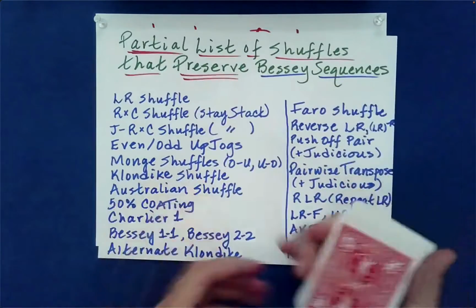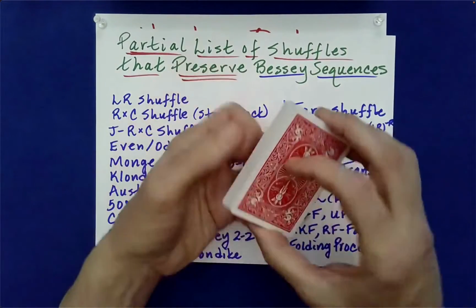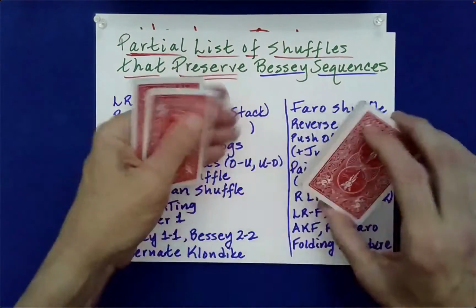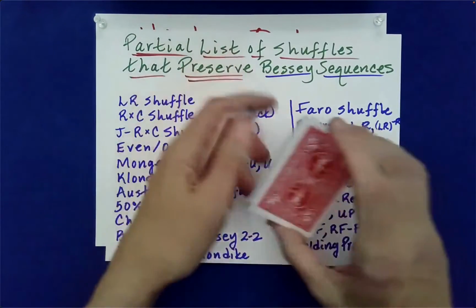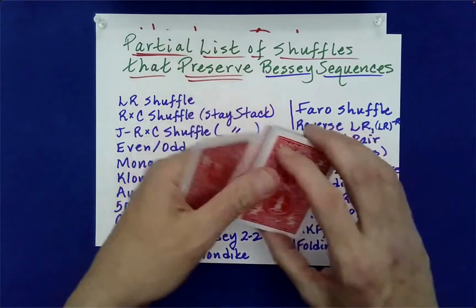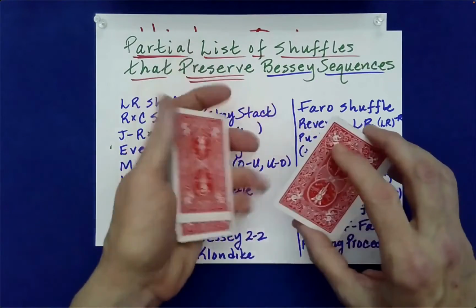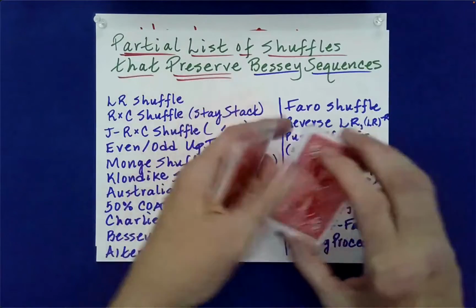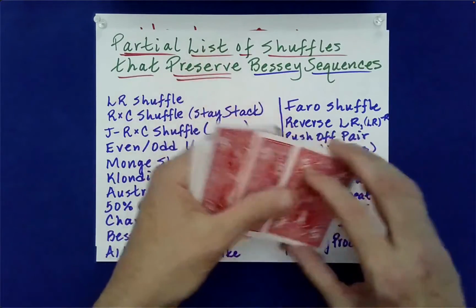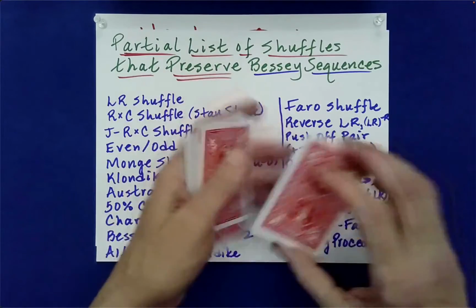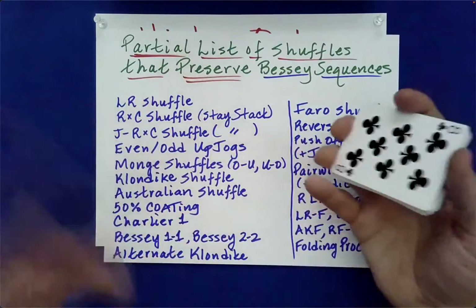We can do a Bessey 1-1 or a Bessey 2-2, actually. 1-1 is where you take the top and then the bottom, top, bottom, top, bottom. I want to point out that it might seem similar to the Klondike. In some ways it is similar, but it gives you a very different ordering of the cards. So that's important to be aware of. Sometimes shuffles will seem similar, but not identical, and so they give you a different ordering.